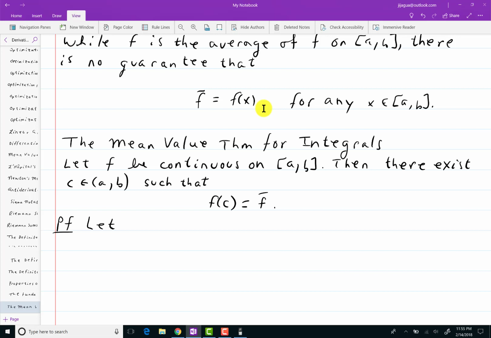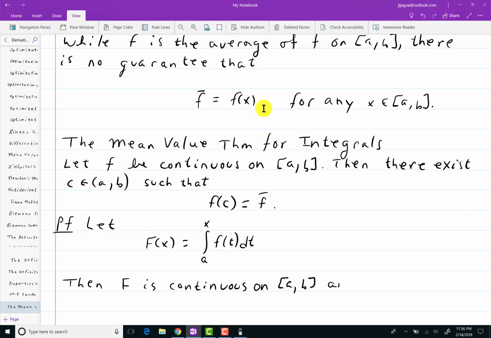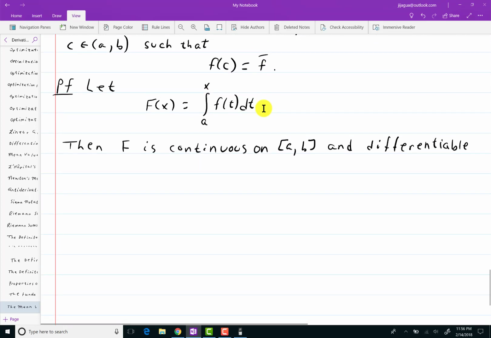Let capital F of x equal the integral from a to x of little f of t dt. Then what we know about f is this. Then capital F is continuous on the closed interval ab and differentiable on the open interval ab.